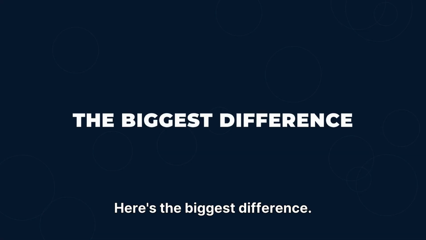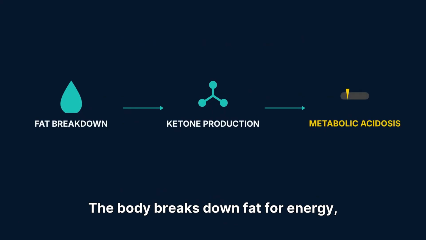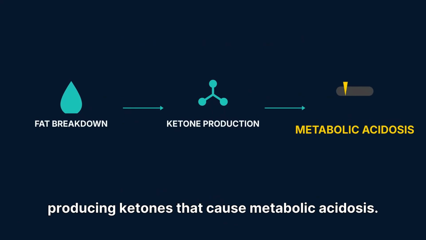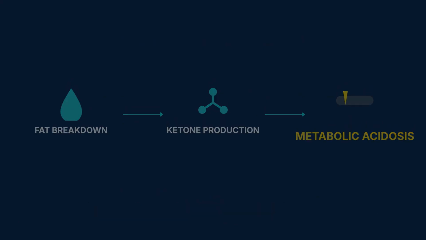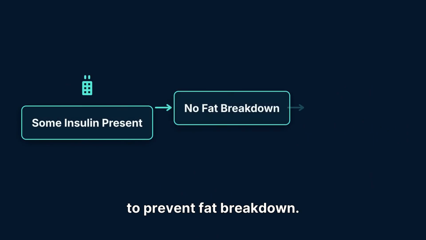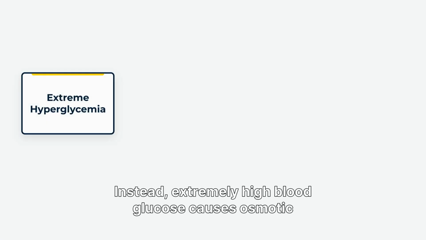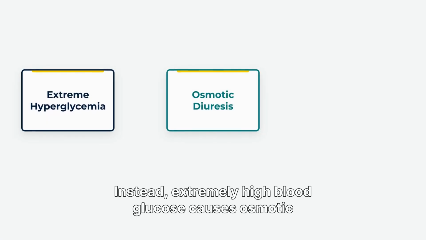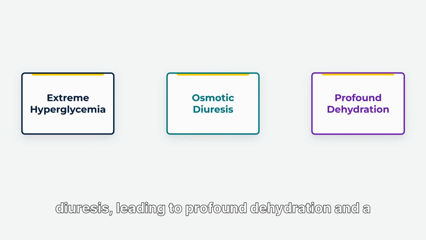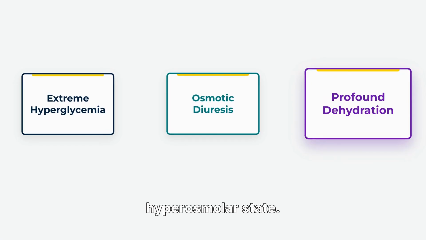Here's the biggest difference. In DKA, there isn't enough insulin. The body breaks down fat for energy, producing ketones that cause metabolic acidosis. In HHS, there is still enough insulin to prevent fat breakdown, so ketones usually don't form. Instead, extremely high blood glucose causes osmotic diuresis, leading to profound dehydration and a hyperosmolar state.